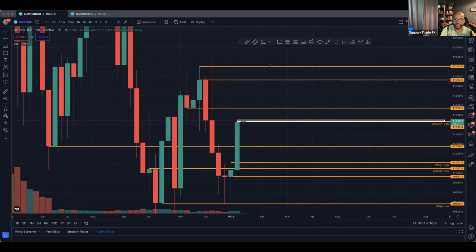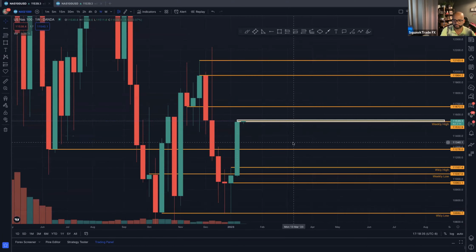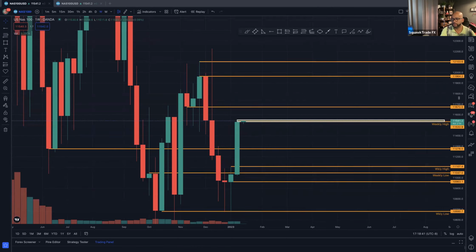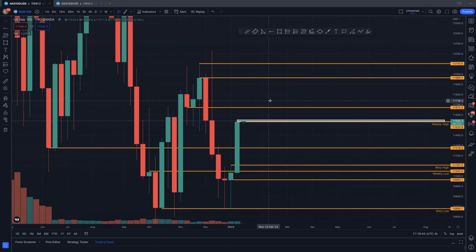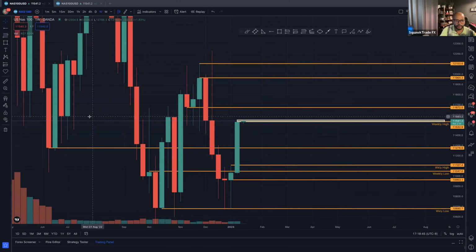Okay, so that's how I manage my weekly levels. You guys with me? If you're with me, give me a yes. Just let me know that you are. Okay, cool. Yes. So this is how I'm marking up my weekly levels, right?